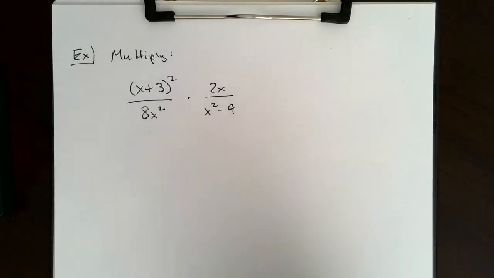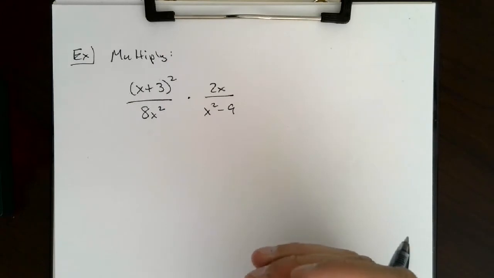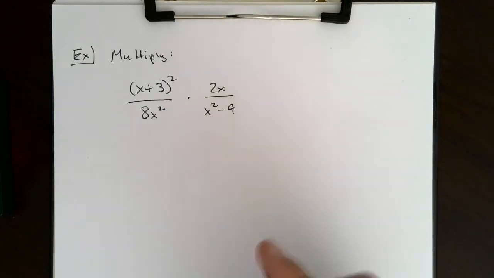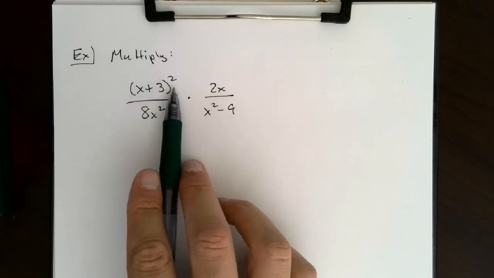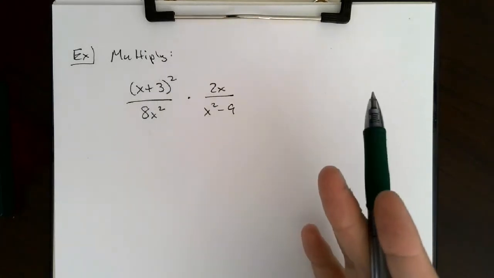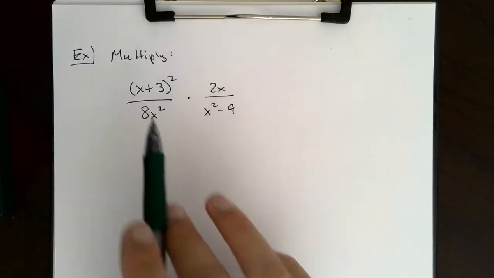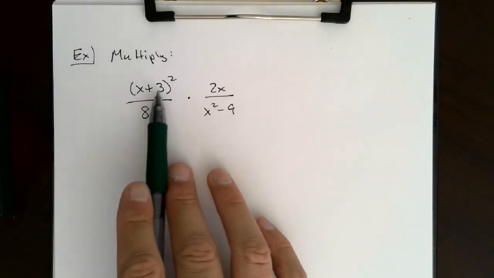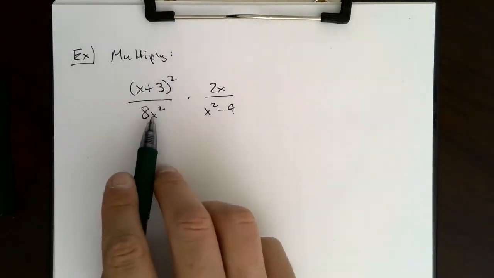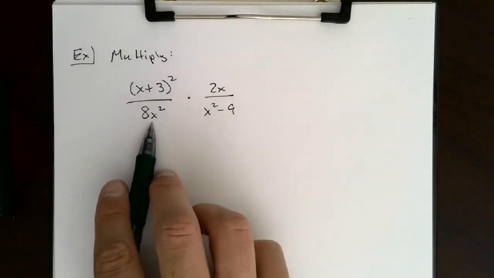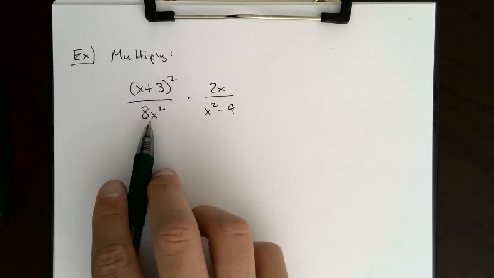So when you multiply, the first thing you want to do is factor everything completely. Now, this x plus 3 quantity squared, don't distribute this through. Don't FOIL this, right? Don't do x plus 3 times x plus 3, because then you'd have to factor it immediately afterwards. This is already the factored form, right? X plus 3, the quantity squared, just means x plus 3 times x plus 3. 8x squared here doesn't factor at all. It's a single term, so we don't have to worry about that.